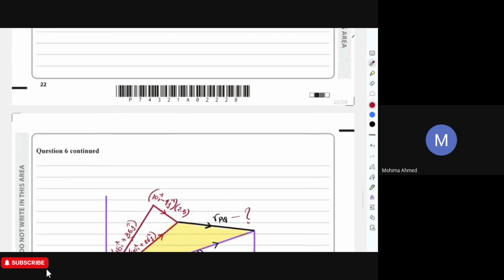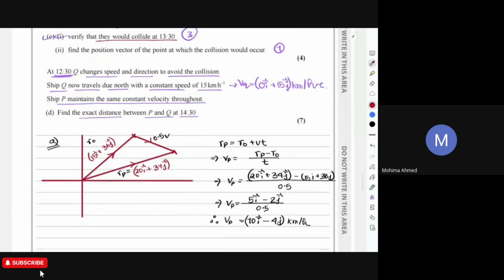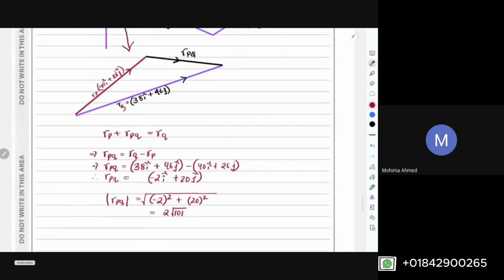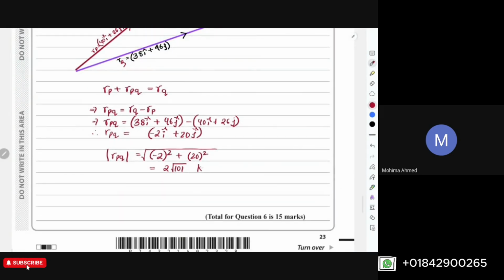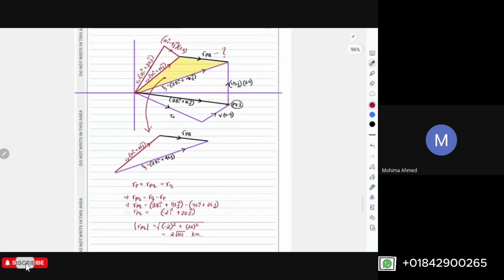I think in the question, they asked you to keep your answer in exact value. Exact distance means I have to keep my answer in the simplest surd form. So I should write it as 2 root 101 kilometers. And that is all the working you need to do for your part D.